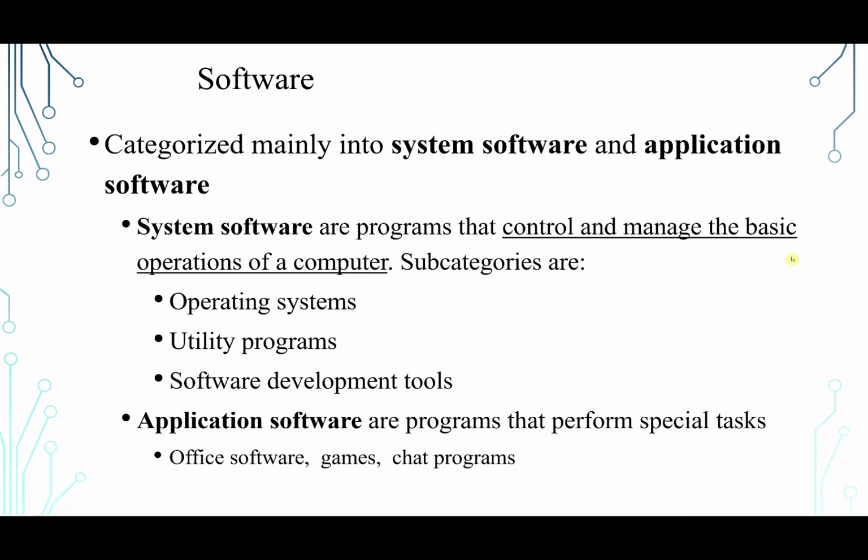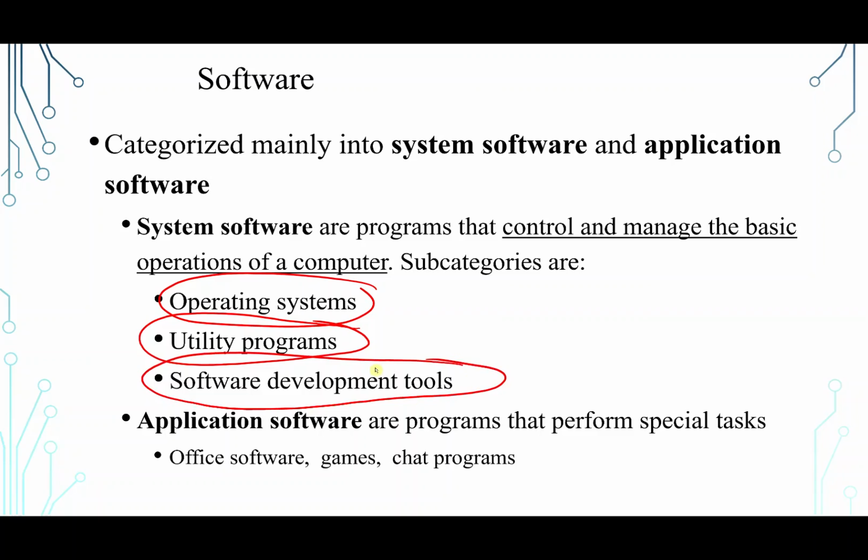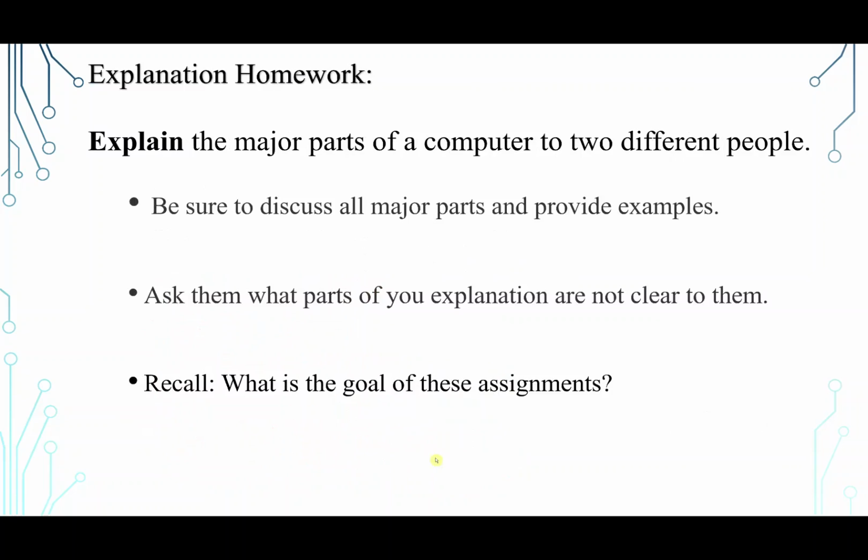Software is not a component of the computer, but it's always important to understand what software is. It's categorized mainly into system software and application software. System software are programs that control and manage the basic operations of a computer. Subcategories of system software would be the operating system, Windows, Linux, macOS, and so on. Utility programs facilitate the operations of the computer. Software development tools are like the IDE you're using to create a program, like Visual Studio. Application software are programs that perform a special task, like the Office suite, games, chat programs, and so on.